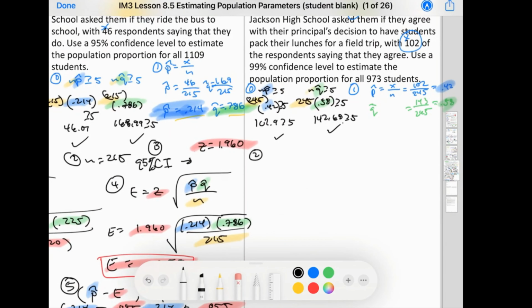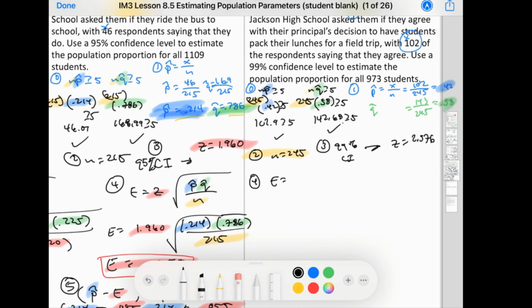Step 2 was the sample size, and we already had that: n equals 245. Let's just color code that because we already said it was yellow. Okay, step number 3. It's okay, mistakes happen. Our confidence interval in this problem is 99%, so a 99% confidence interval gives me a z-score of 2.576. Okay, step 4 is getting my estimate.